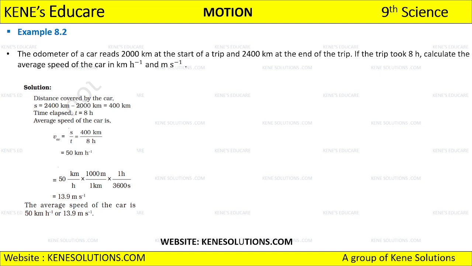After this, we even discussed how we can calculate the average speed of the car in kilometer per hour and meter per second as well, right? So please go through the solved example as well.